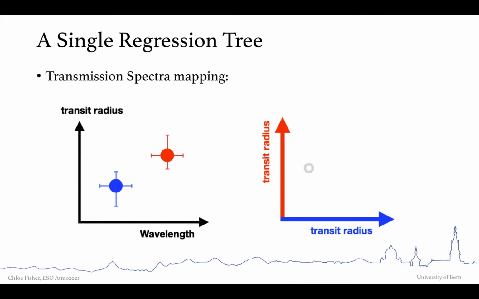Now you can represent this entire spectrum as a single point in two-dimensional space, which you see on the right, where in this case the X dimension is the transit radius of the blue point, and the Y dimension is the transit radius of the red point. So you can imagine that this generalizes to any number of dimensions. If you have like 20 data points, it's just a point in 20-dimensional space.